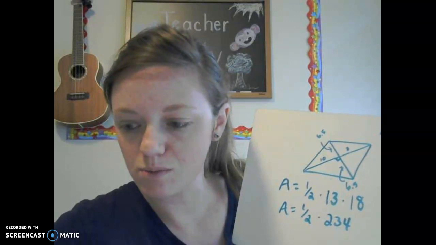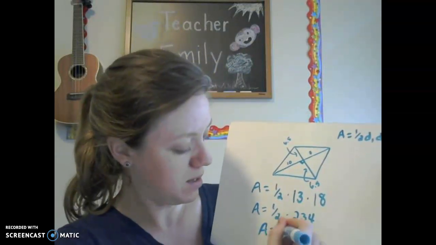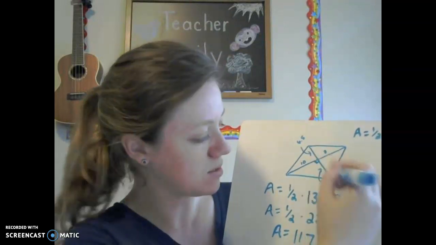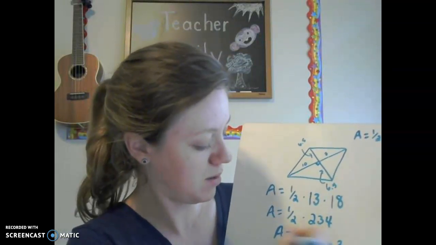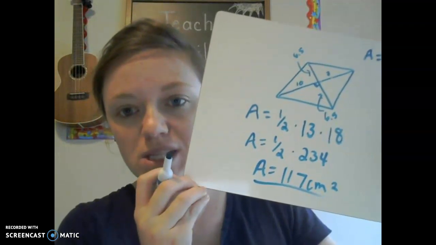And we'll take that times 1/2 or divided by 2, however you want to look at it. The area is 117, and these are centimeters, so centimeters squared. And there's the answer. That one was a lot easier.